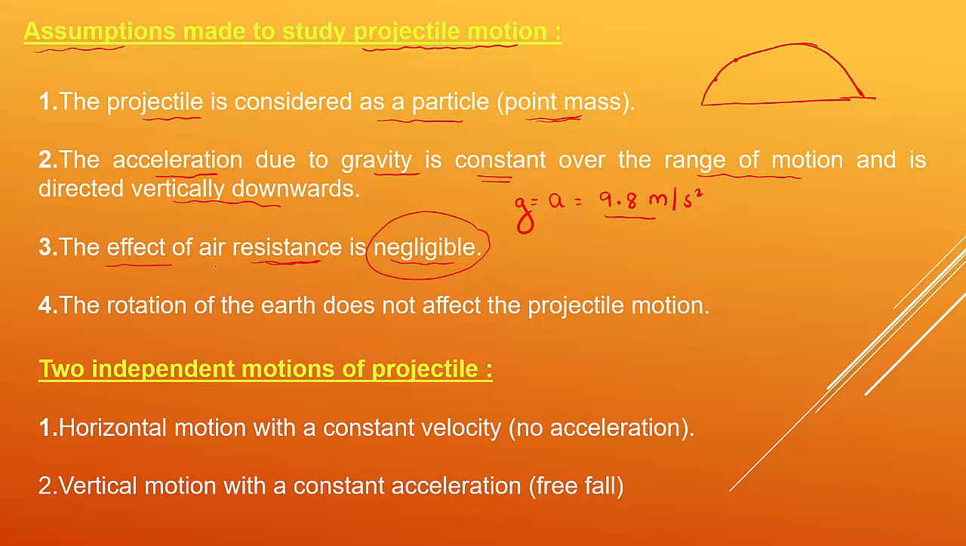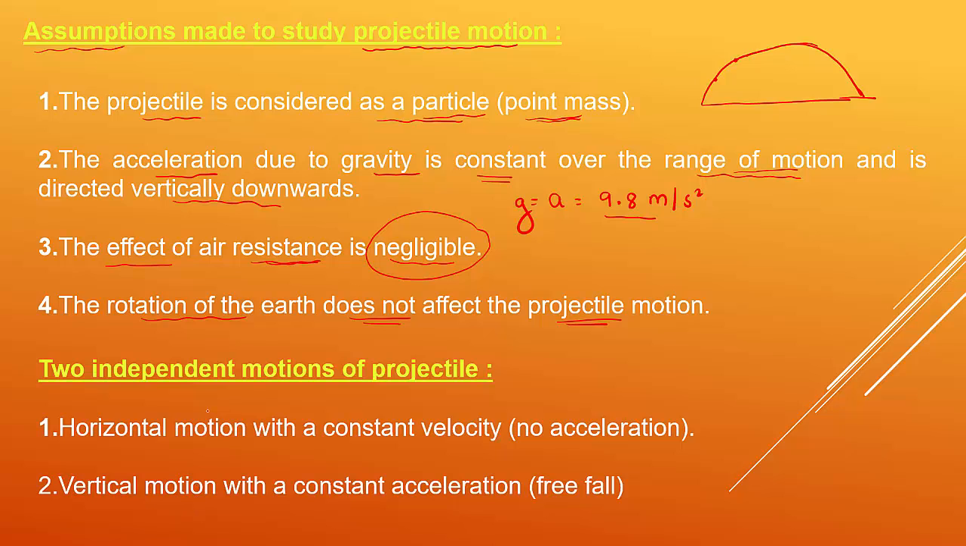Then the fourth assumption, the rotation of the earth does not affect projectile motion. Because of the rotation of the earth, the projectile motion does not change. That assumption we are going to consider here. So these are the four assumptions that we have to study before learning about projectile motion. The first one is the projectile is taken as a particle. Second, acceleration due to gravity is constant over the range of motion and directed vertically downwards. Third, the effect of air resistance, that is opposition, is negligible or equal to 0. Fourth, the rotation of the earth does not affect the projectile motion.